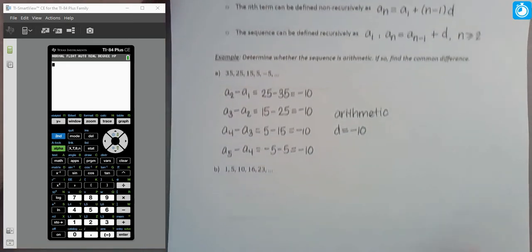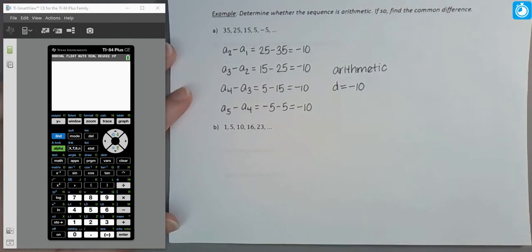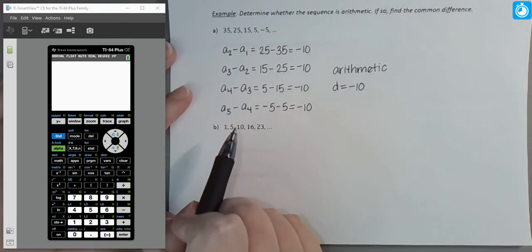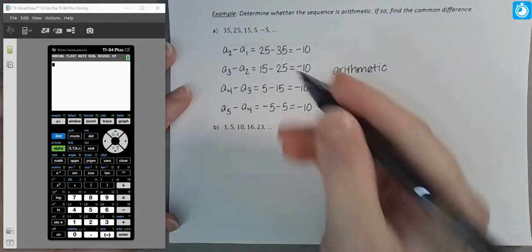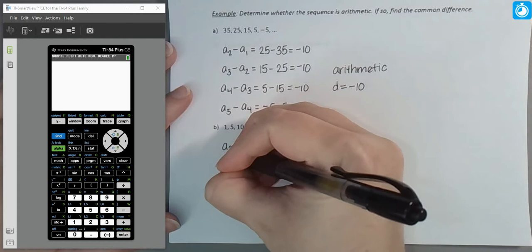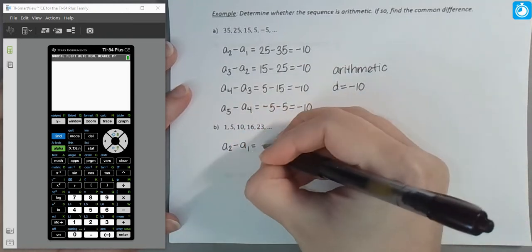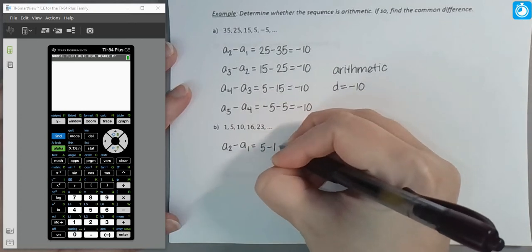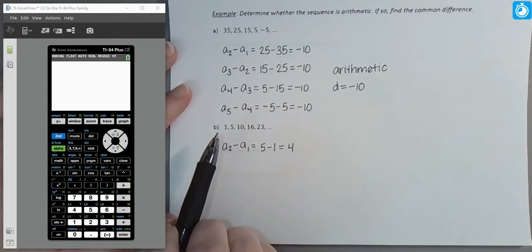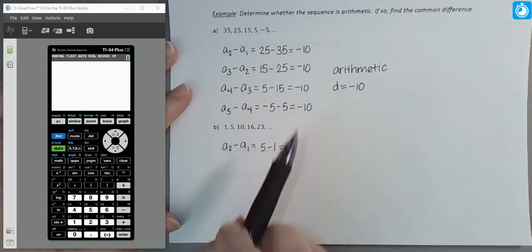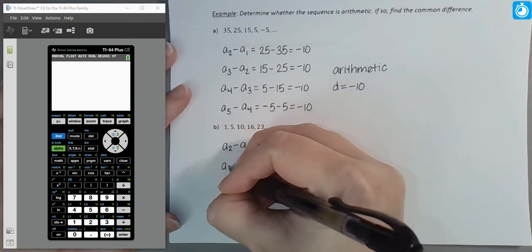Okay, let's look at another sequence. So is this sequence an arithmetic sequence? Well, again, we're going to check in the same way. We want to see how we progress from one term to another, specifically as we compare pairs of consecutive terms. So a sub 2 minus a sub 1, if we take the difference between those two, that's going to be 5 minus 1, which is 4. So in order for this sequence to be arithmetic, we need to have a difference of 4 between every pair of consecutive terms.